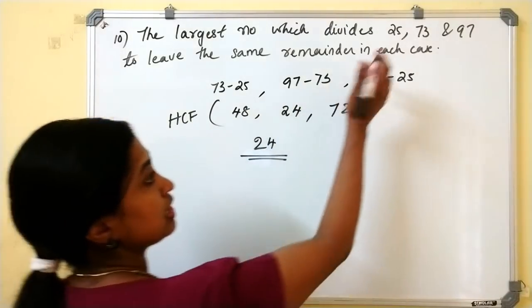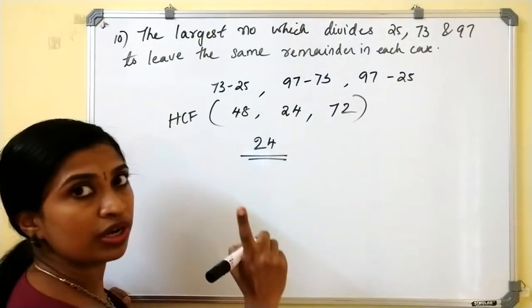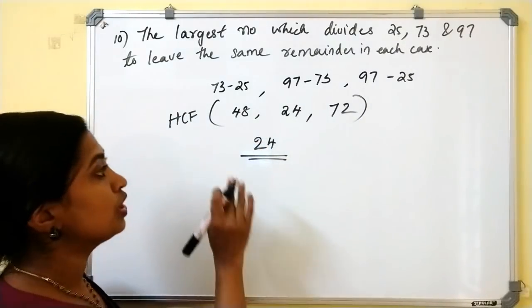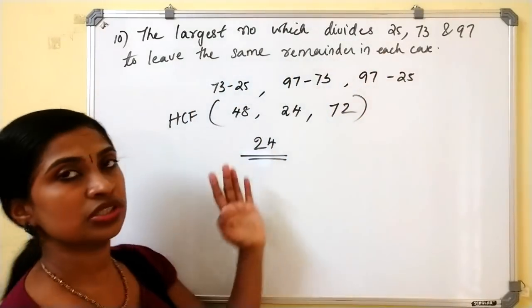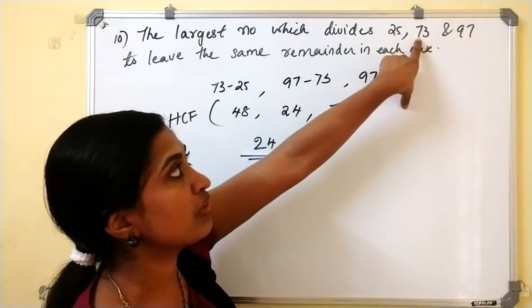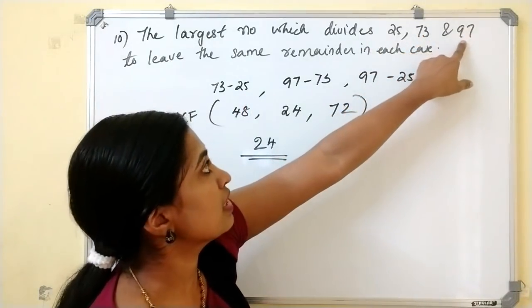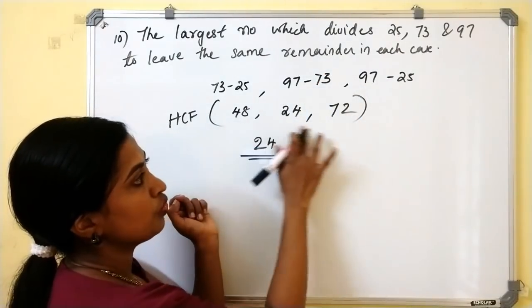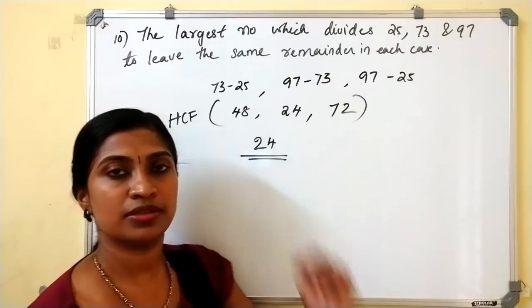When 24 is divided into 25, it leaves remainder 1. Here also when divided into 73, it leaves 1 as remainder. And divided into 97 also, it leaves 1 as remainder. So, 24 is the number which divides these 3 and leaves the same remainder in each case. What you have to do is, first subtract 73 minus 25, next 97 minus 73, then 97 minus 25. So, you will get 3 numbers. The HCF of these numbers is a number which leaves the same remainder.